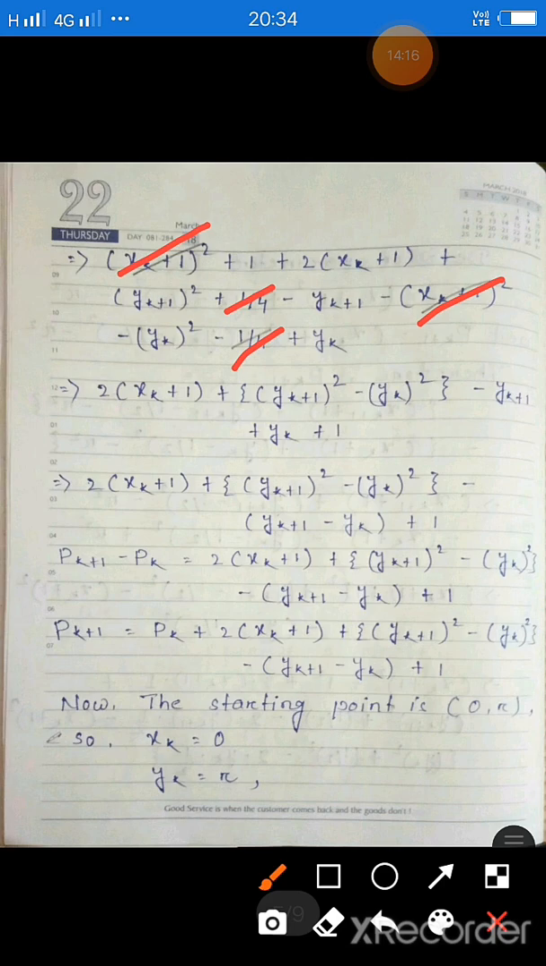After that what we will get? 2 into (xk plus 1). This one here. Then (yk plus 1) whole square minus yk whole square. This one here we write.